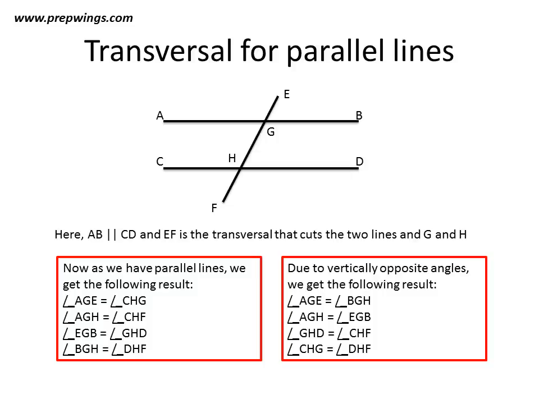Okay. Now if we take the vertically opposite angles, angle AGE is equal to angle BGH and angle AGH is equal to angle BGE. Okay. So similarly, angle GHD is equal to angle CHF and angle GHC is equal to angle DHF. Okay. So these are the angles created when a transversal cuts through two parallel lines.